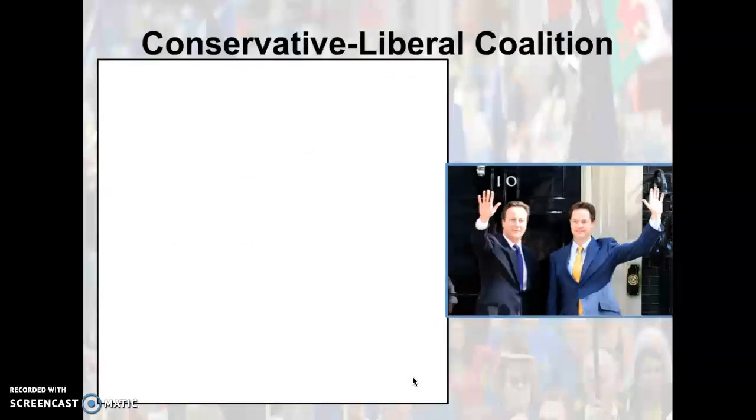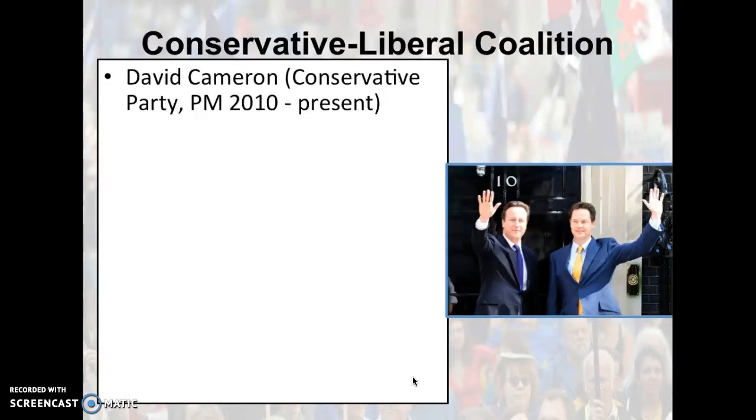Okay, after Tony Blair, because Tony Blair wasn't popular because he supported George W. Bush's invasion of Iraq, he's out, and David Cameron, a Conservative Party member, becomes Prime Minister.